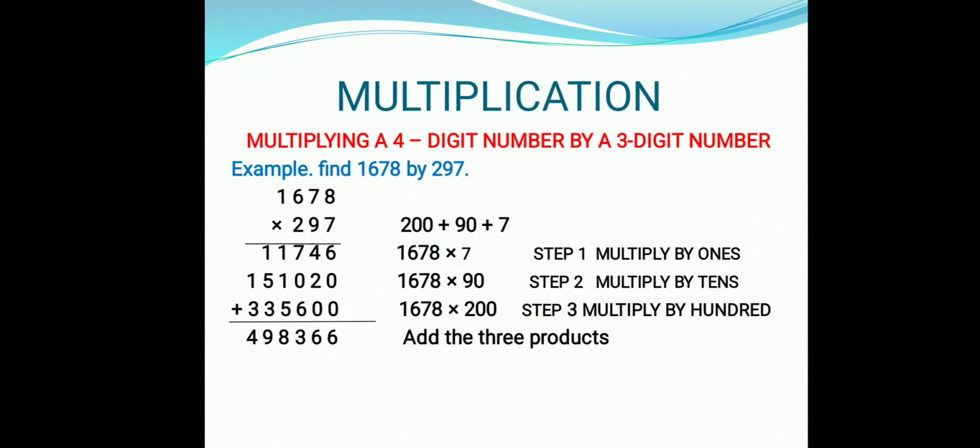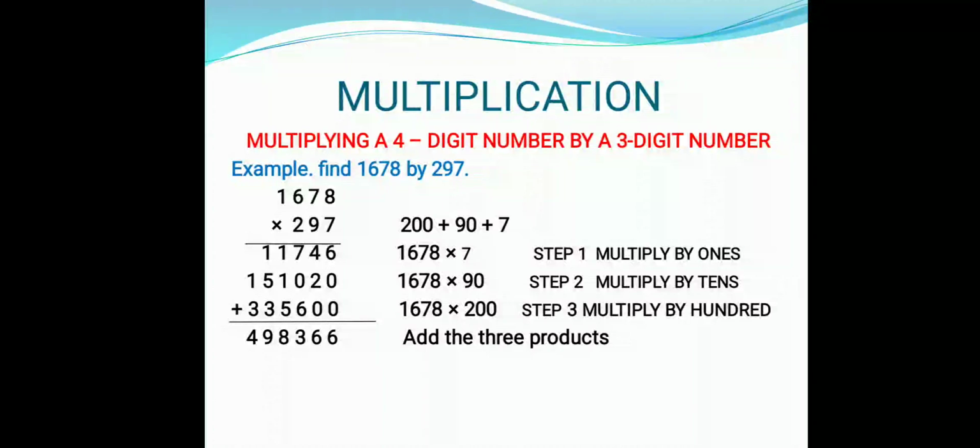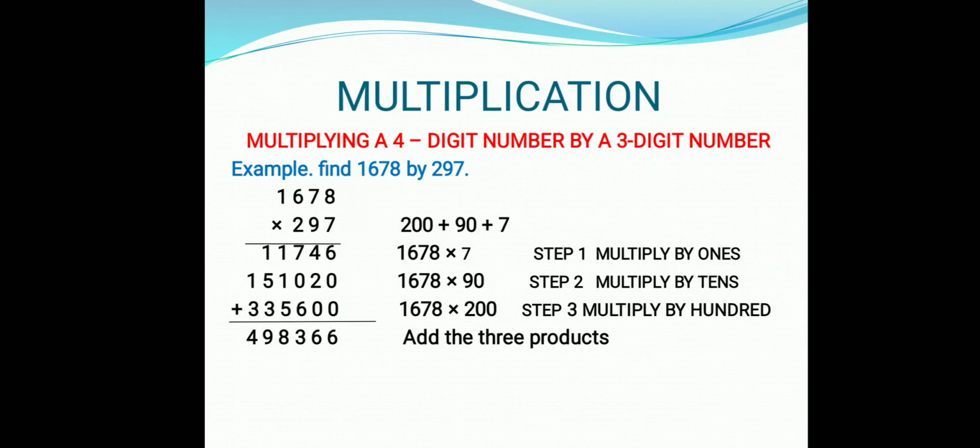Now let's start with multiplying a 4-digit number with a 3-digit number. Let's take an example of 1678 into 297. Step 1. Begin with ones. 7 into 8 is equal to 56. 6 will be written in ones column and 5 shall be carried over.